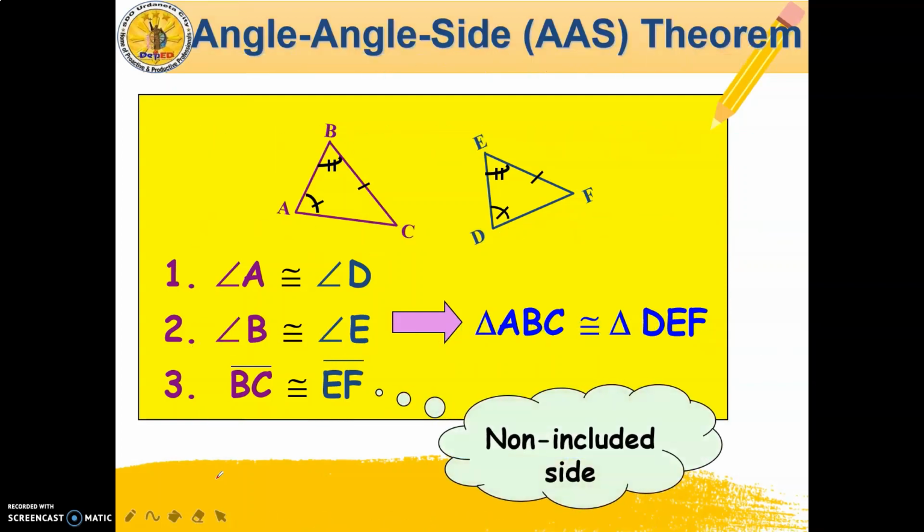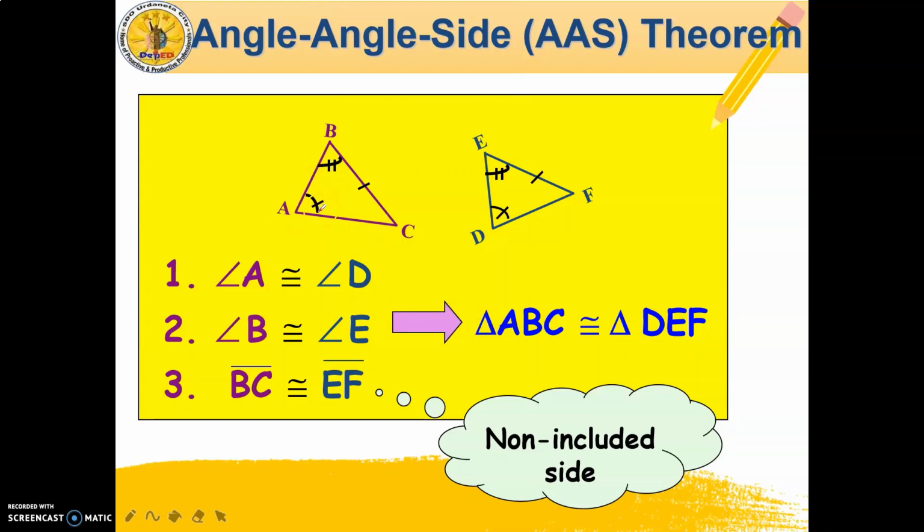Lastly, we also have the angle-angle side, or AAS theorem, which states that for the two triangles to be congruent, the two angles and the non-included side should also be congruent. Non-included side is the side that is not between the two given angles.